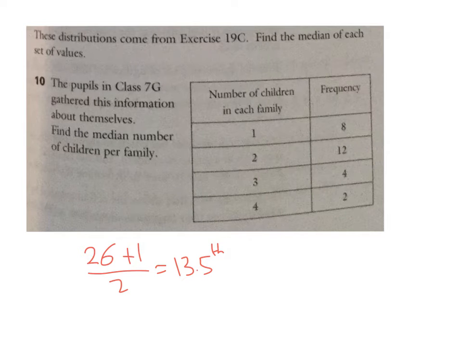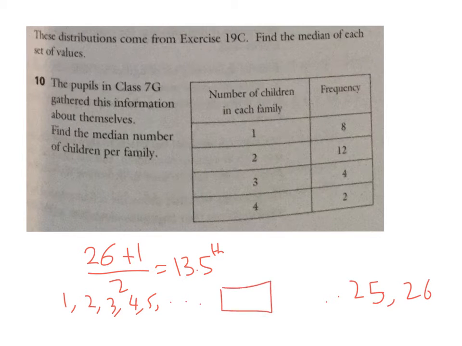So basically what I mean is, if you went from 1 to the 3rd value, the 4th value, the 5th value, and so on, right up until the 25th value, 26th value, the middle is going to be the 13.5 value. And the way you find that middle one is get the number of values, add 1, and divide by 2. Now we need to know where is the 13.5 value.